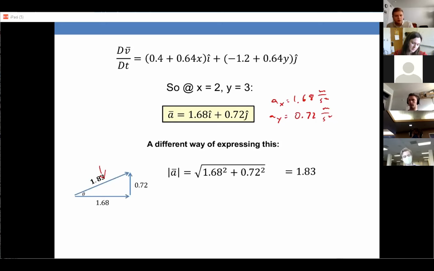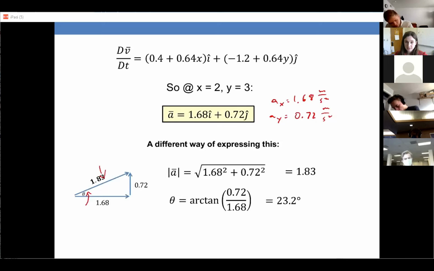So you can find this angle there. How do you find that angle? Tangent. That would just be the inverse tangent of the y over the x, right? Yep, inverse tangent of y over x is the easiest way. Or inverse sine, inverse cosine if you do that right, but arctan of y over x, 23.2 degrees.